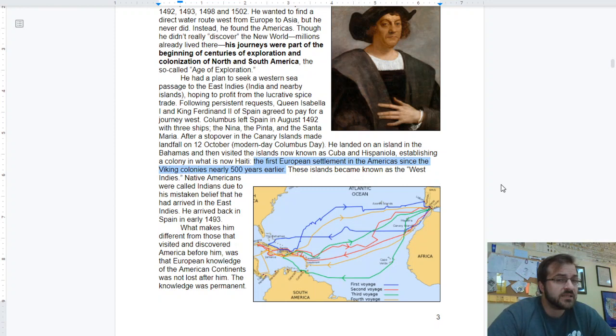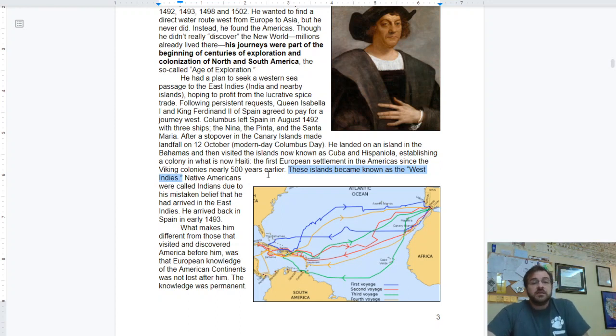But those colonies didn't last, and the Vikings didn't really come back. And even though the Vikings made it, nobody really knew about it, so it didn't really change anything. Okay, so these islands, which are North America, South America, these islands right here became known as the West Indies.